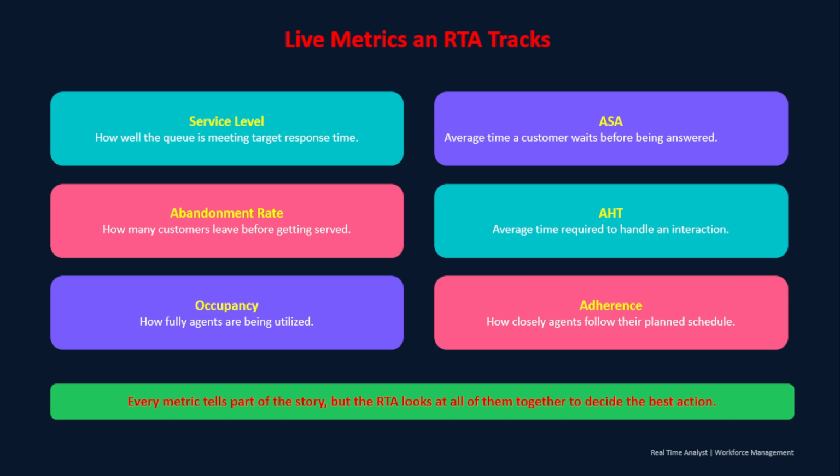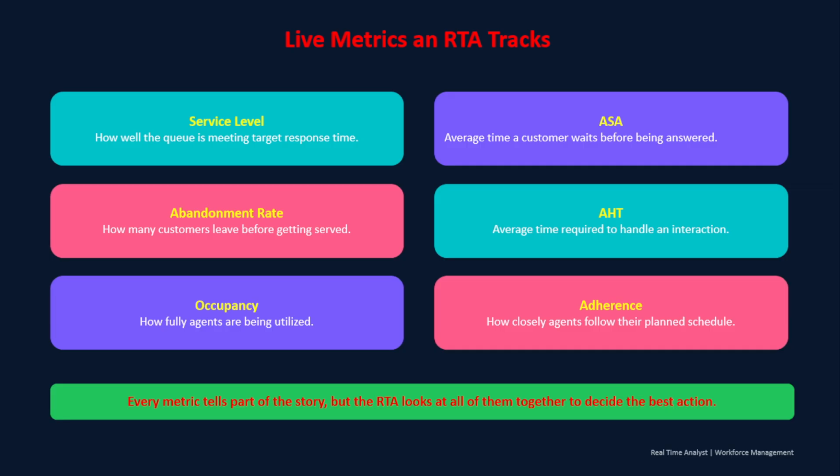AHT, average handle time, means how quickly we are handling the customer. Occupancy means how much our agents are occupied. Adherence: how closely agents follow their planned schedules. Every metric tells part of the story, but the RTA looks at all of them together to decide the best action.